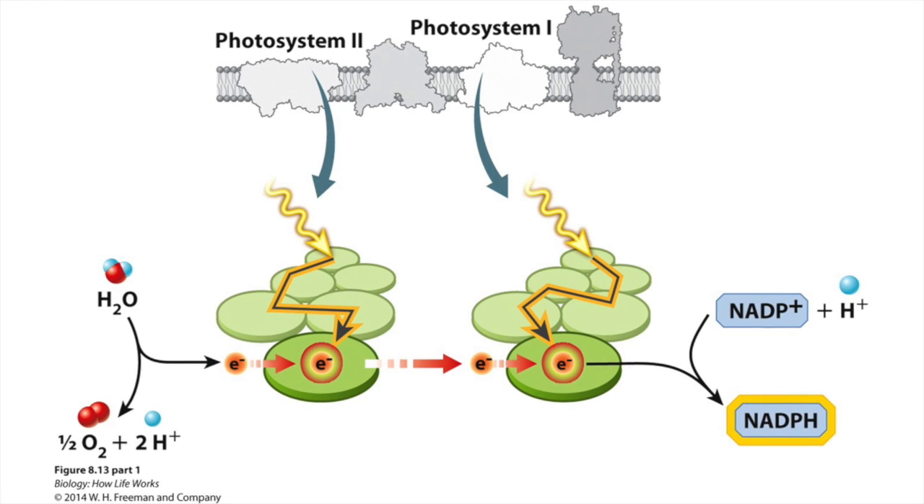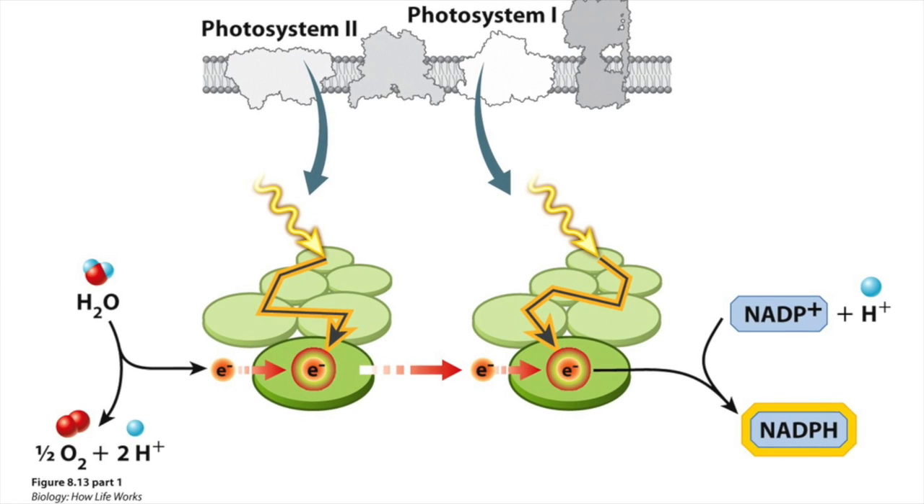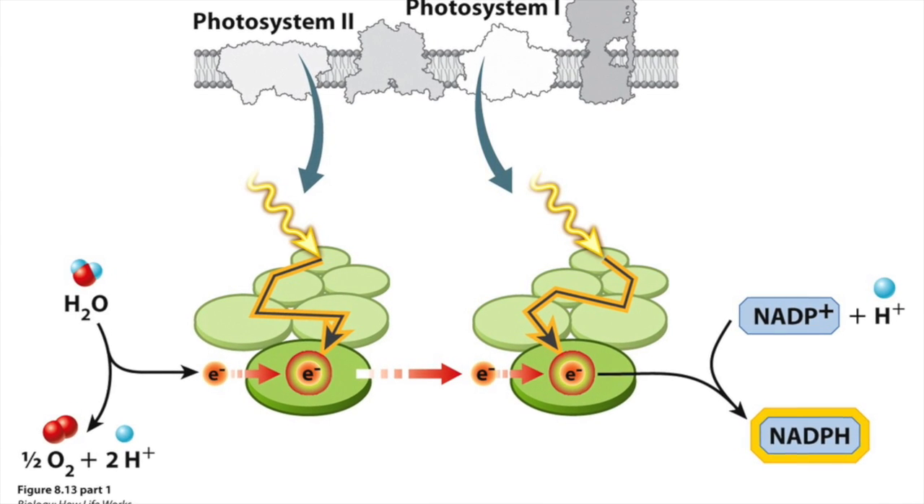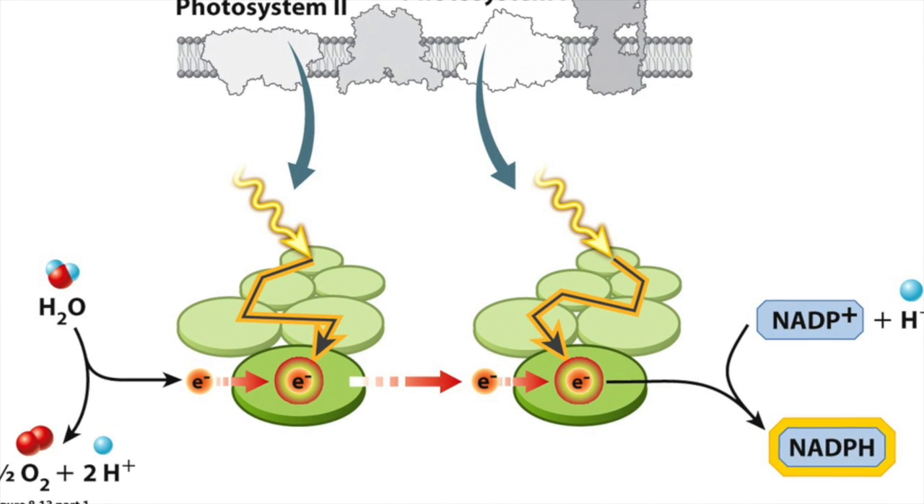Photosystems are critical because they convert absorbed light energy into the movement of electrons. The photosynthetic electron transport chain connects 2 photosystems. Both systems are necessary in order to pull the electrons from water and use them to reduce NADP+.